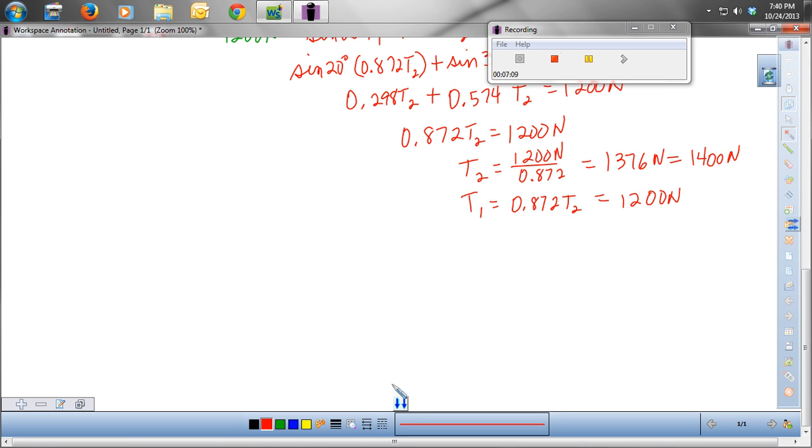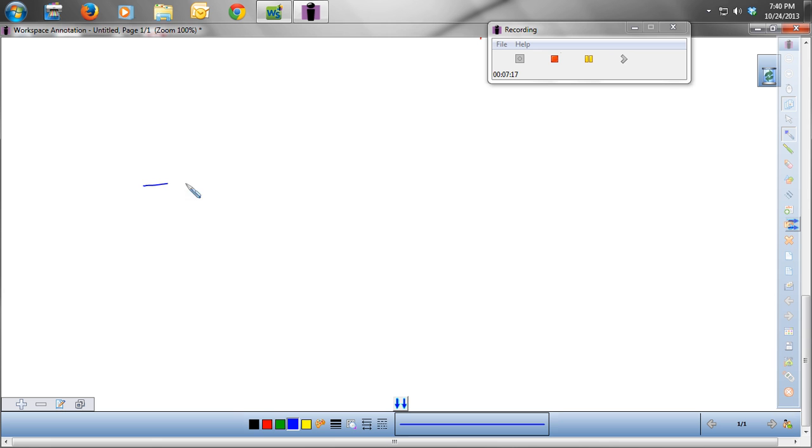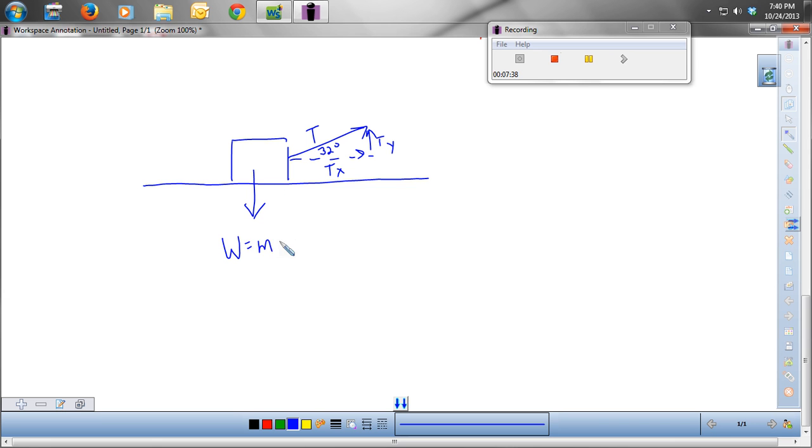Alright, I'm going to do number 3. Number 3 says that you have a box, and this one's rather interesting. You have to pay attention very closely to the force normal. And you have some tension in the rope. And there is an angle that this rope is being held at, and it's 32 degrees. And so you have Tx, and you have Ty, and then you have the weight, which is mg.